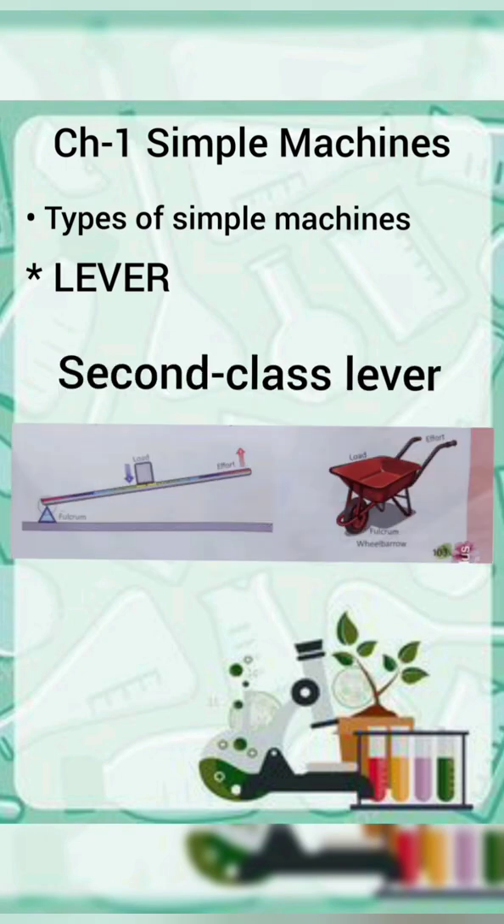Now let's begin with second class lever. You can also see the image present over here. Levers in which the load is located between the fulcrum and the effort are called second class or class 2 levers. Remember this, where the position of the load, fulcrum or effort are located. Okay. And some common examples are wheelbarrows, nutcrackers and bottle openers.